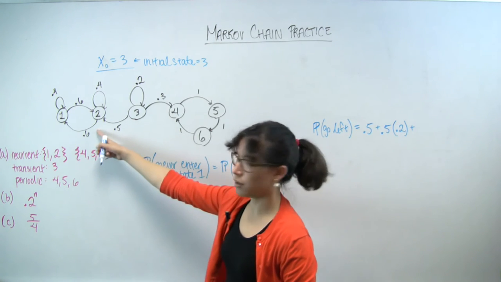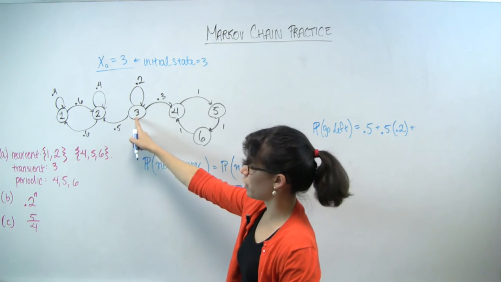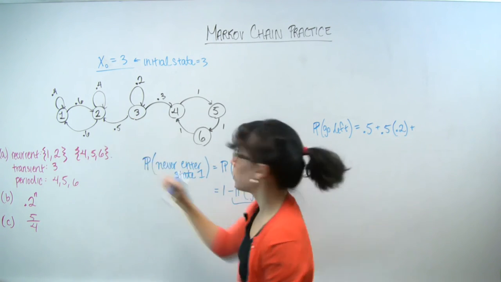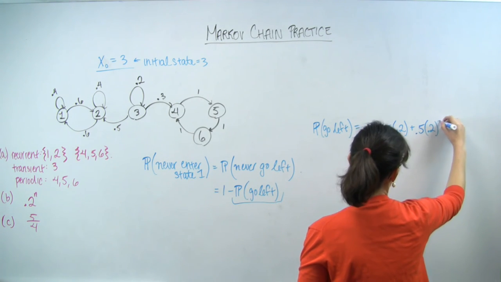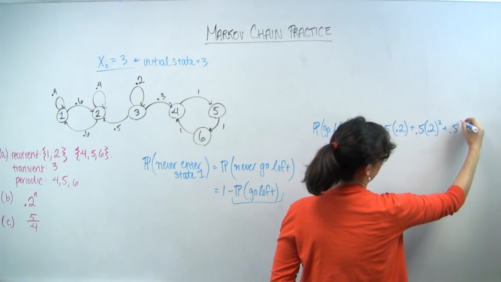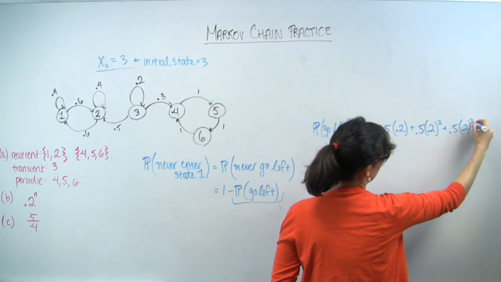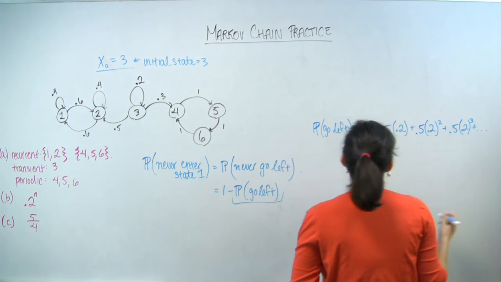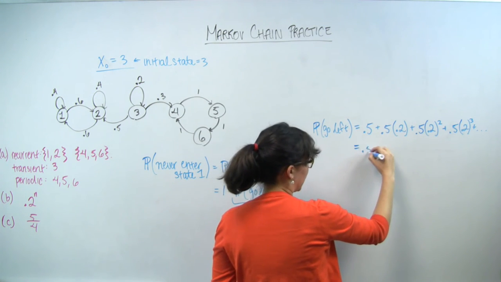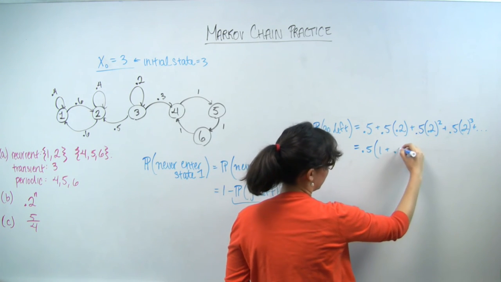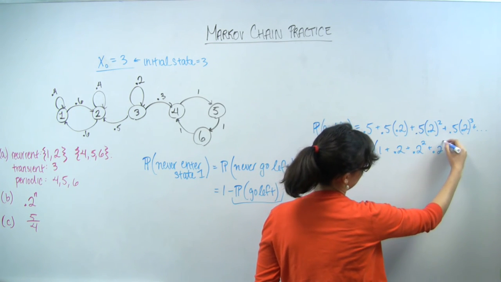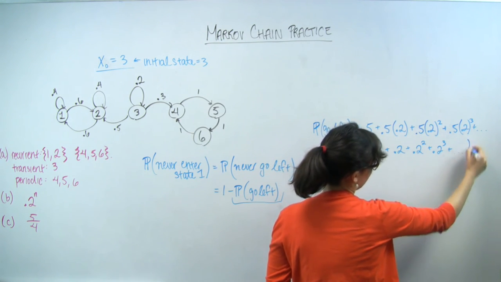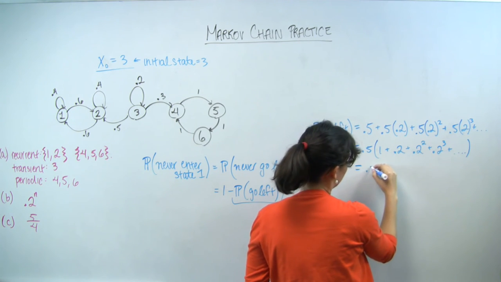To go to state 2 on the third time step, you have to self-transition here twice and then take this branch once. So that gives you 0.5 times 0.2 squared, and of course you see the pattern. You get 0.5 times 0.2 cubed, and so on. So we can factor out the 0.5, and you end up with a geometric series, 1 plus 0.2 plus 0.2 squared, etc. And if you don't know this fact, don't worry.